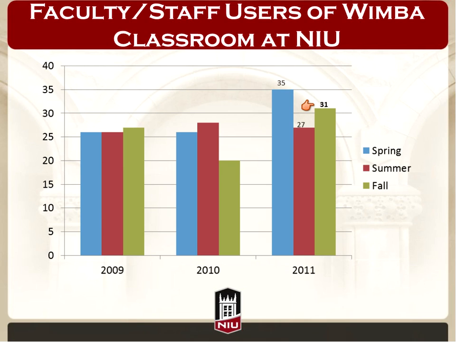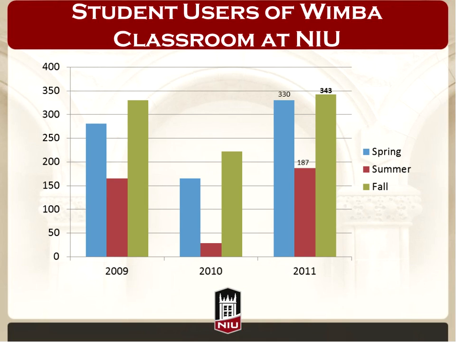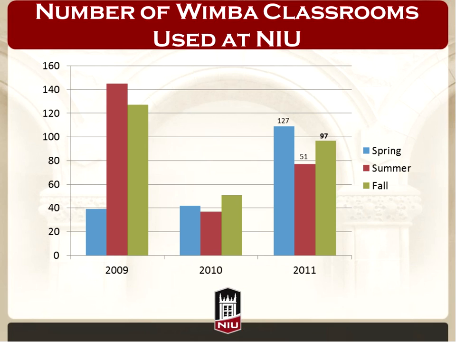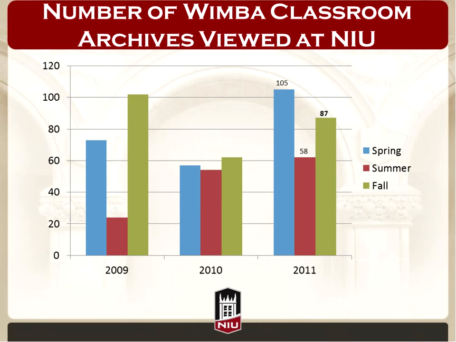We don't have the spring numbers finalized yet because we're still making use of it this spring, but we'll be taking a look at those after spring semester. When we look at student users of Wimba Classroom, again, we're in the mid-300s for this past fall. And then also we keep track of the number of Wimba classrooms used. These are the different web conferencing rooms, and we're right about 100 or so Wimba Classrooms used this last fall. So that gives you an idea of the usage of the rooms.